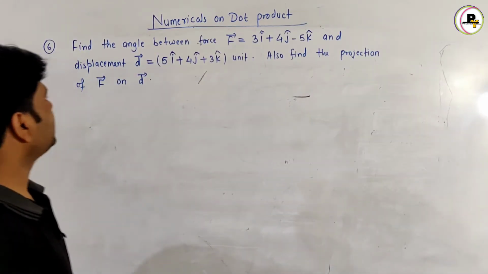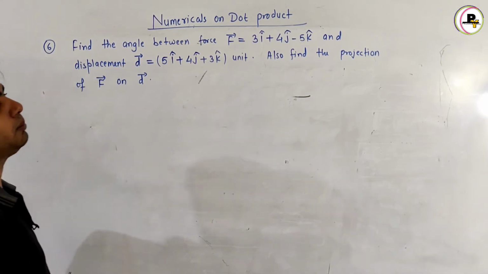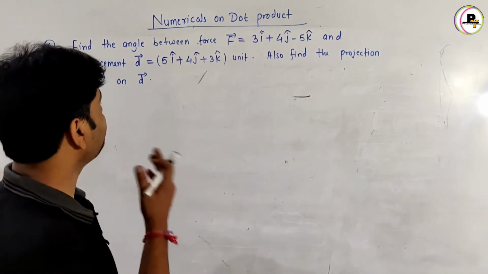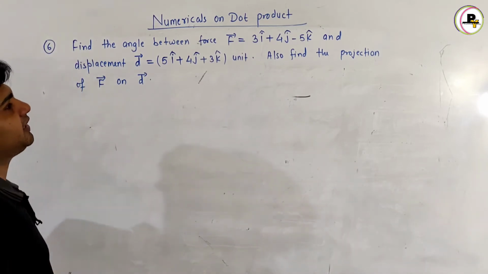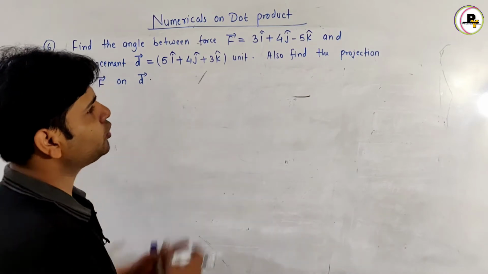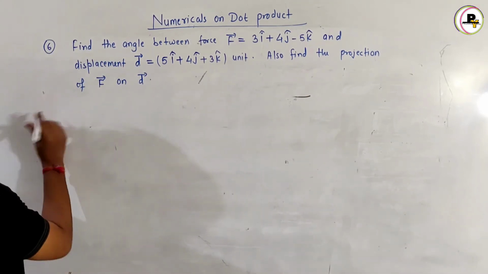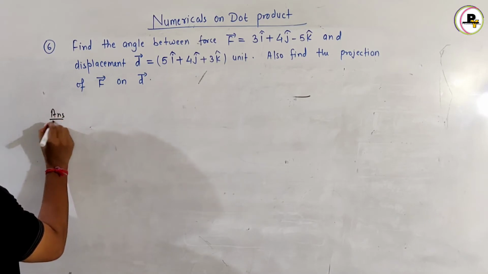So question number 6 is what? Find the angle between force vector f equals 3i cap plus 4j cap minus 5k cap, and displacement vector, that is d vector, equals 5i cap plus 4j cap plus 3k cap unit. Also find the projection of f vector on d vector. So now let's solve this question.